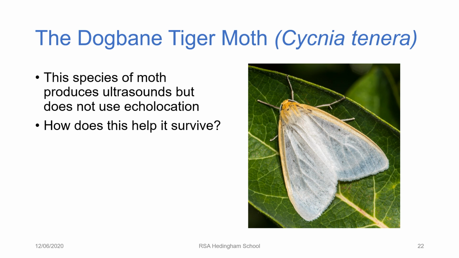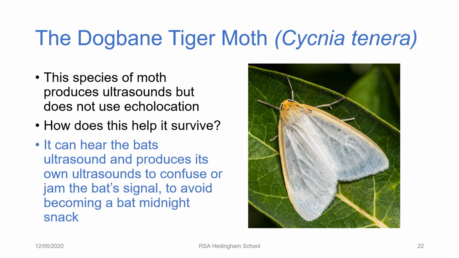Well, if I tell you that this moth is actually prey for bats, you might get a clue, because what it does, it hears bats' ultrasounds and produces its own to confuse the signal, so that the bat doesn't know whether the signals it's listening to, the ultrasounds it's hearing, are from the moth or from itself, and that avoids the moth becoming the food for the bat.